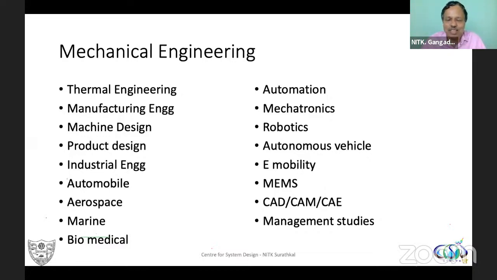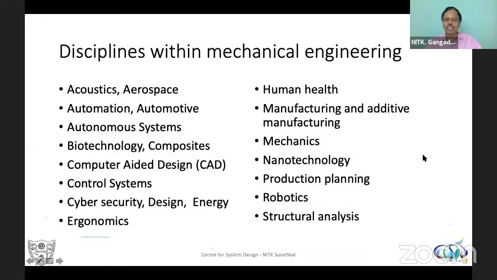Now the high sounding word of e-mobility. Again, you will see as a mechanical engineer, you will have a lot of contribution. Micro electromechanical systems, from big to small, will be there as a mechanical engineer. Then CAD/CAM, computer-aided design, computer-aided manufacturing, and computer-aided engineering. Both computational fluid dynamics and computer finite element analysis come in that. And we also do management studies along with mechanical engineering. Some of the other disciplines which are associated, you can just have a look at it.